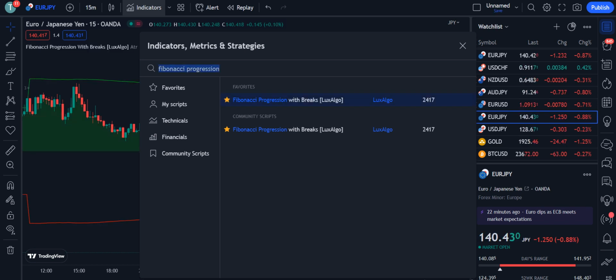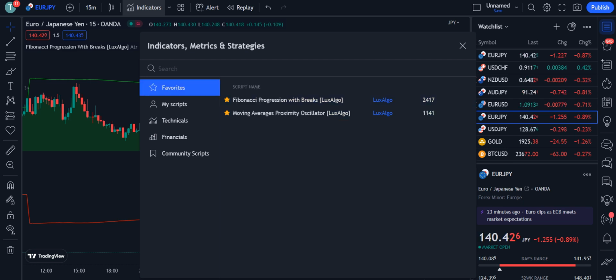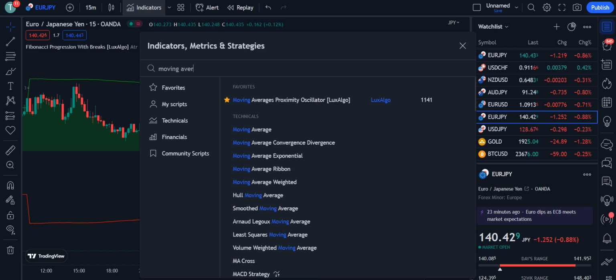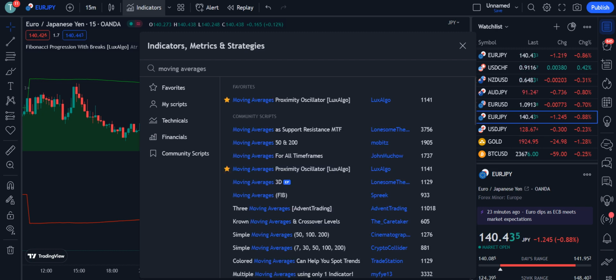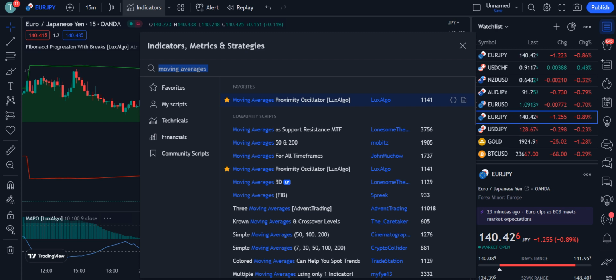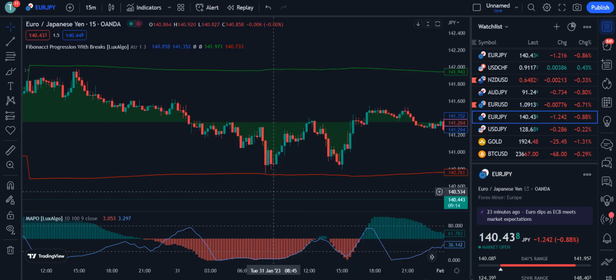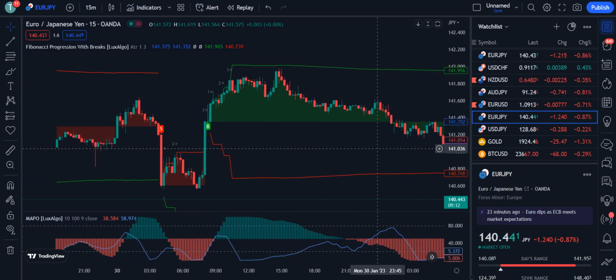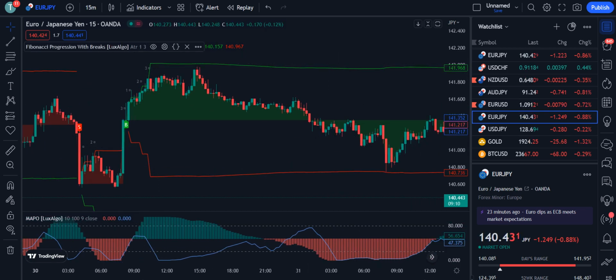Now the next indicator that we are going to have here is the moving averages proximity oscillator by Luxelco. 1141 traders are using this indicator. Simply click on it. It will be applied on your chart. From here we will close it. Now we will go one by one in the settings of each indicator.